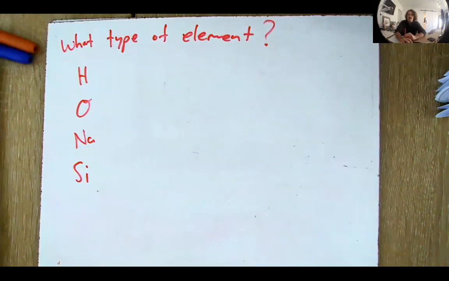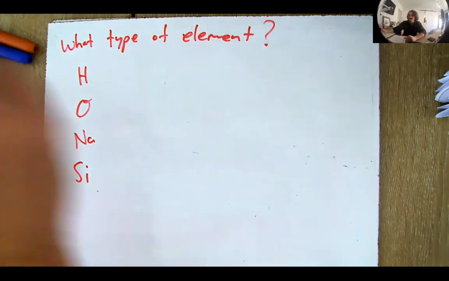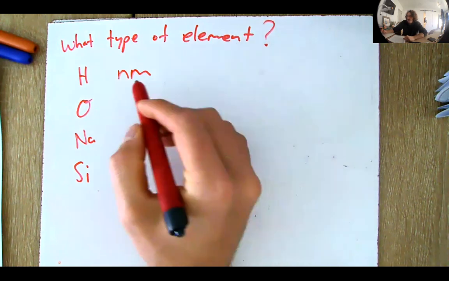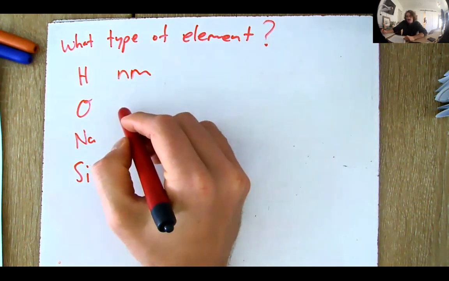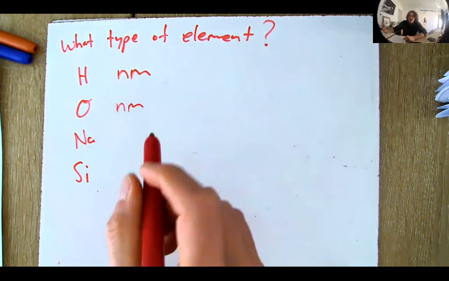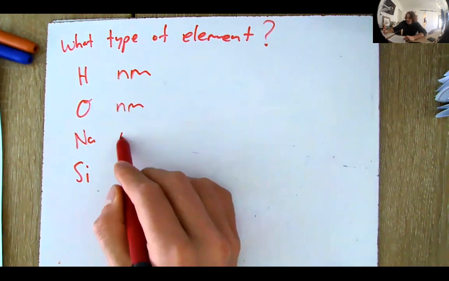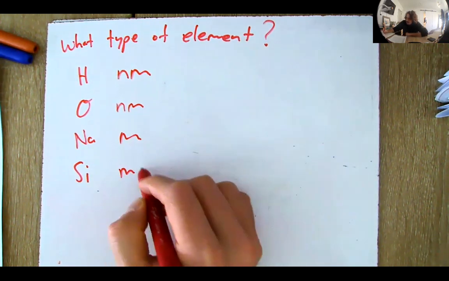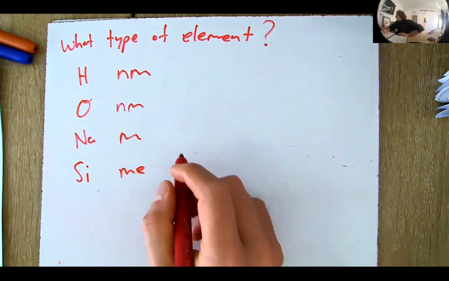All right, students, here's your little review questions. What type of element are each of these? Go ahead and pause the video if you need to, but I'm going to put the answers up right now. So hydrogen is going to be a non-metal type element. Oxygen is going to be a non-metal type element. Sodium is going to be a metal type element. Silicon is going to be a metalloid type element.